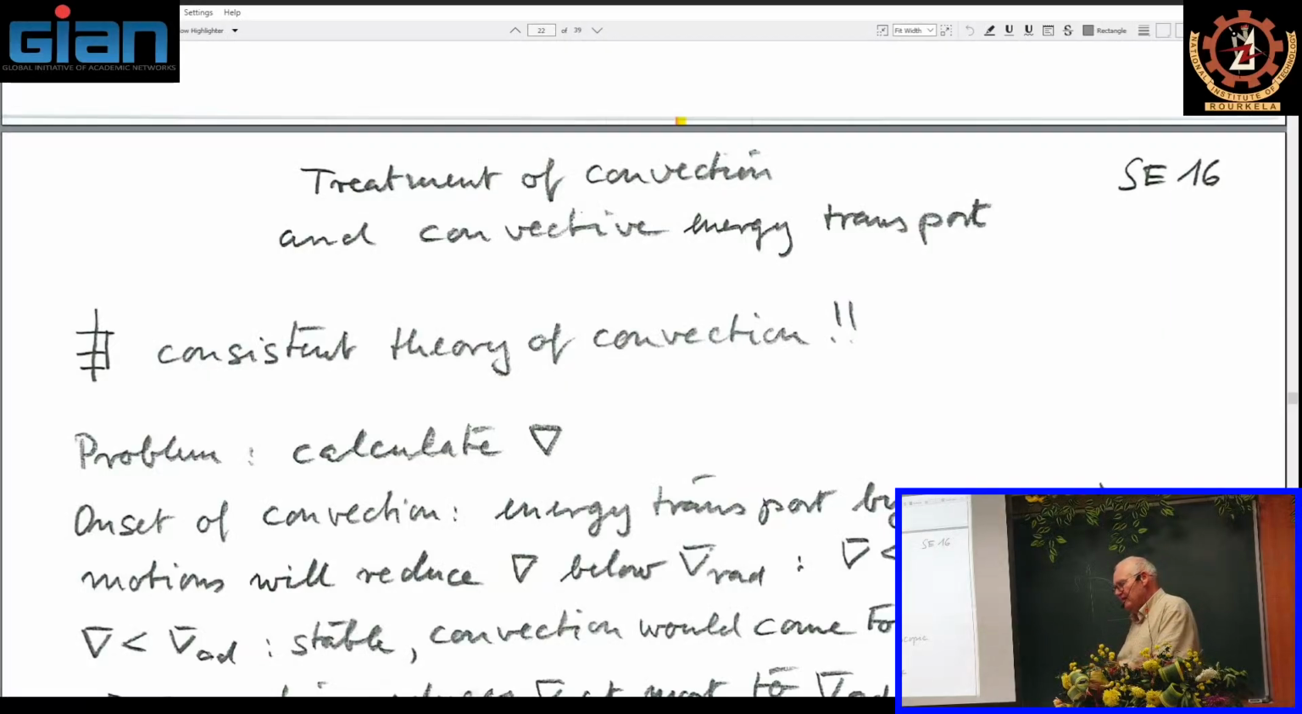We start from the radiative value, which is bigger than nabla adiabatic, and it will reduce it to a value below nabla radiative. How big can the reduction in nabla be? How big can the reduction in nabla become? Can it become below nabla adiabatic? We have two values: nabla radiative, nabla adiabatic. Nabla radiative is bigger than nabla adiabatic, so it reduces the actual value, the final value of nabla, below this value. But can it reduce even further down below nabla adiabatic?